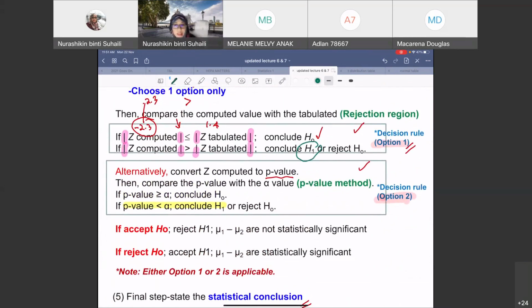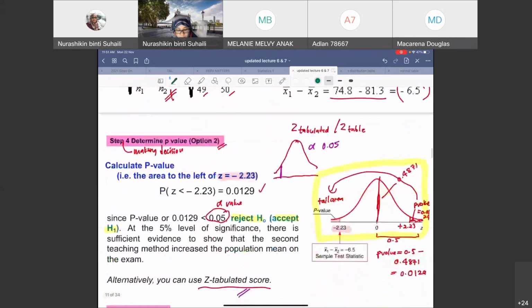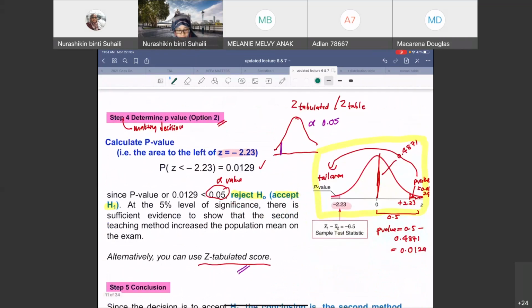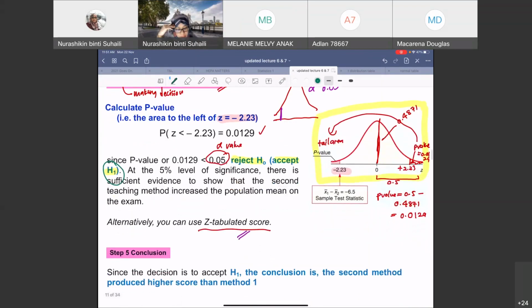So you can see that actually the decision will be the same at the end. So don't perform both options. You just choose option 1 or option 2, whichever is easier for you. It's going to lead you to the same decision. Just now when we did option 2, we accepted the alternative as well, so it will be the same. If you don't understand the Z, you can just use the P value. Which one do you understand? Right, so that is step 4.